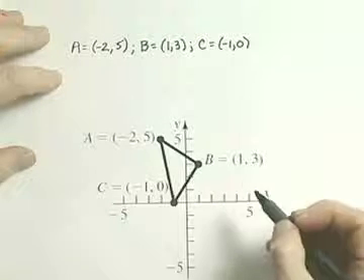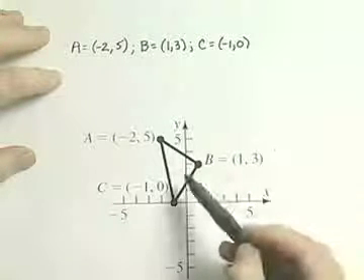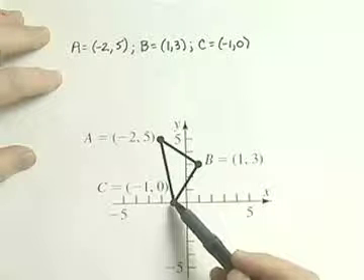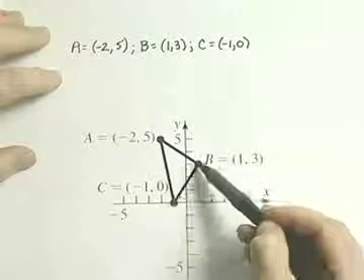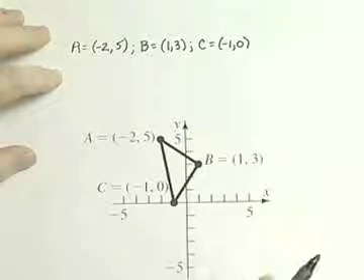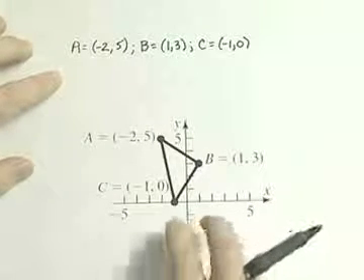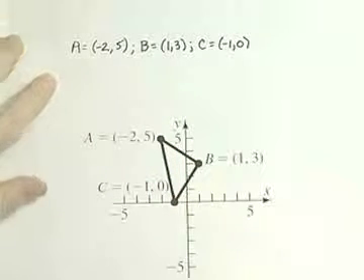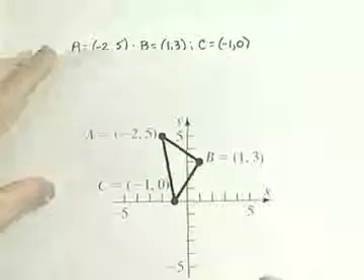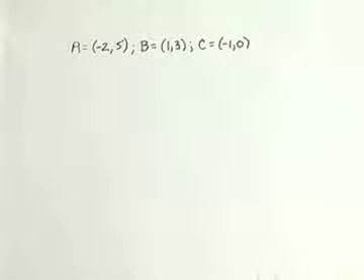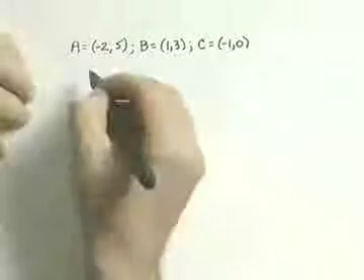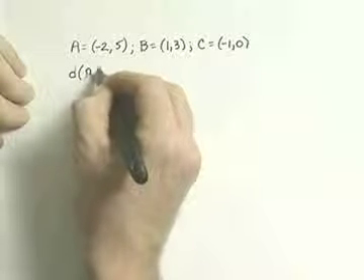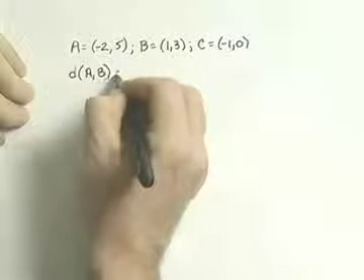Now, to verify that this is a right triangle, what we need to do is show that the length of the hypotenuse squared is equal to the sums of the squares of the other 2 sides. So we're going to use the distance formula to find each of the 3 lengths of the sides of the triangle, and then we use the converse of the Pythagorean theorem to show we have a right triangle. So for starters, I'm going to find the distance from A to B.